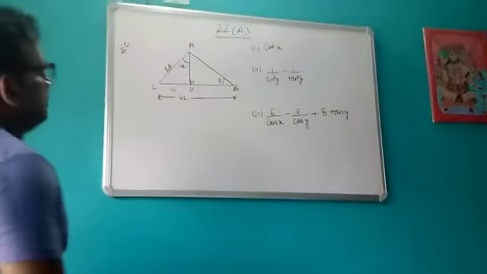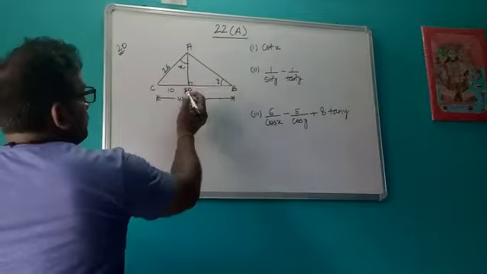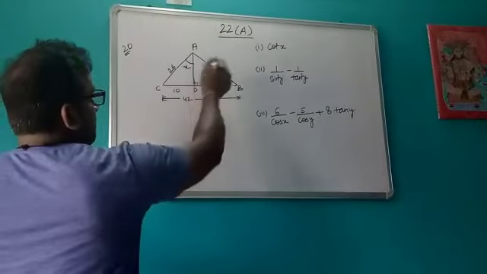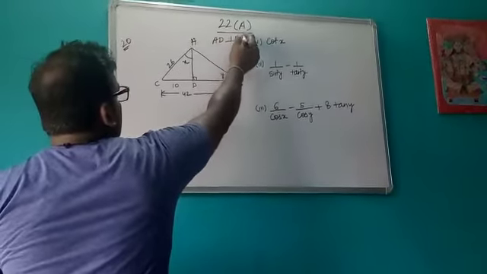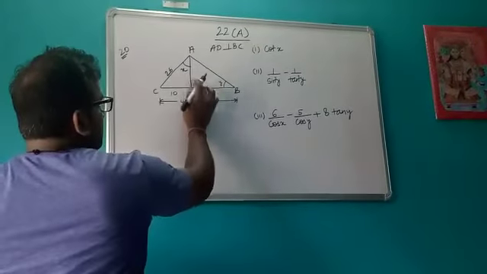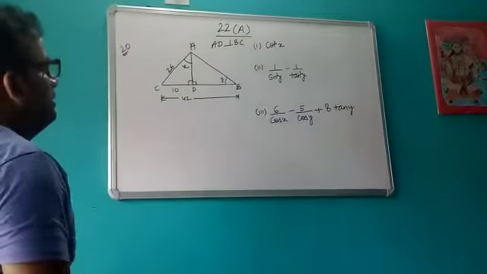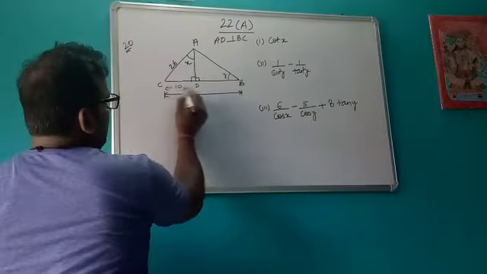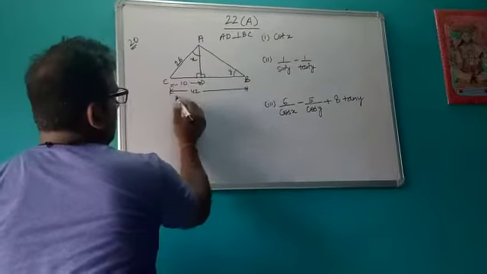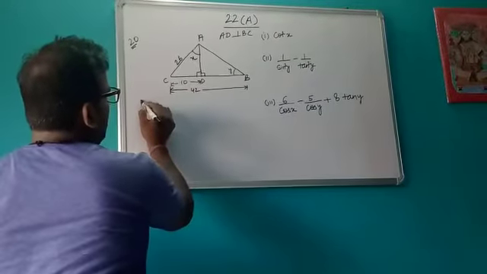Okay, so let's discuss one more question. This is the last question of this exercise. So what is given? This is a triangle ABC, and it is given that AD is perpendicular to BC. That means this angle is 90 degrees as well as this angle is 90 degrees. What else is given? The value of AC is given, and the value of CD is 10, and the value of BC is 42. So we will calculate the value of BD.